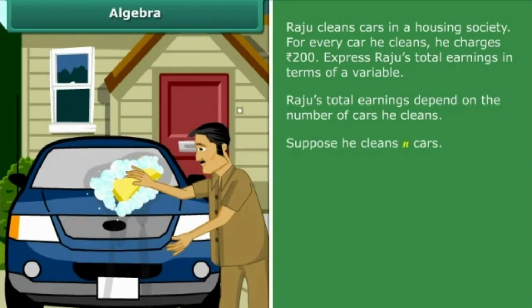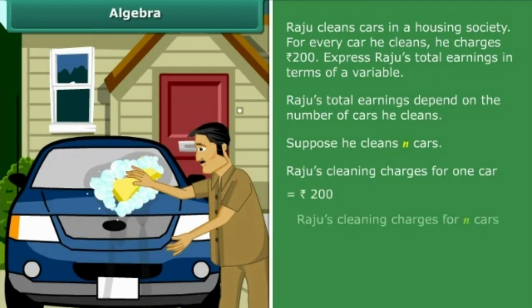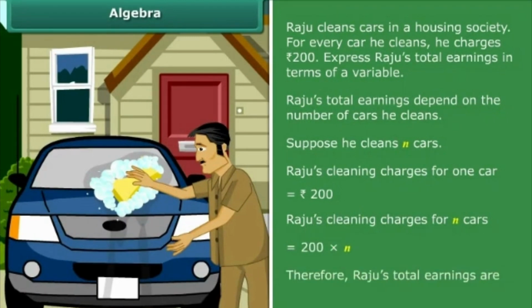Suppose he cleans n cars. Raju's cleaning charges for one car is 200 rupees. Raju's cleaning charges for n cars is equal to 200 into n. Therefore, Raju's total earnings are 200n rupees.